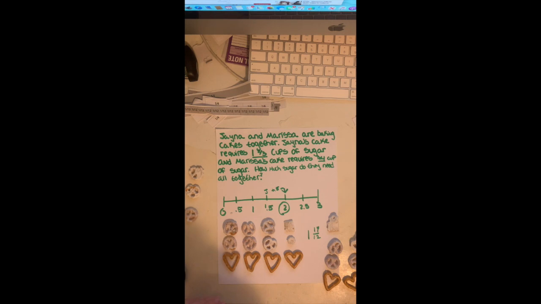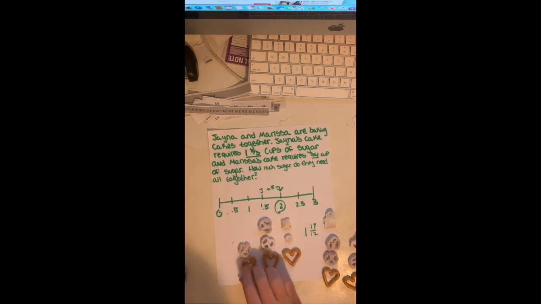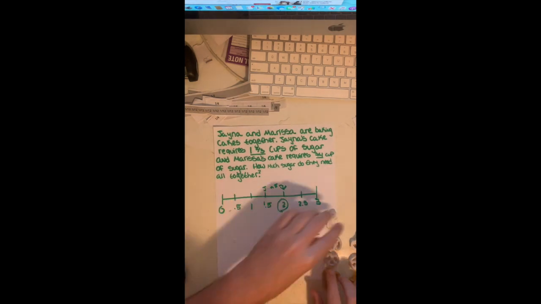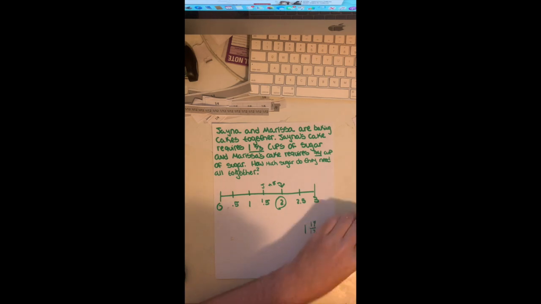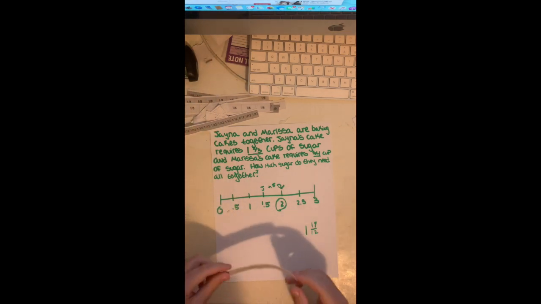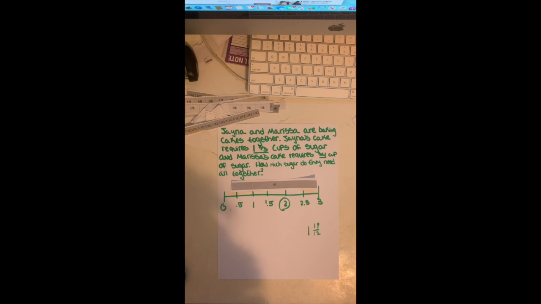Now we're going to use a different model. Let's clear our area. We are going to use fraction strips this time in order to find our answer. So clearing this away and bringing out our fraction strips. Okay, so we know we already need 1. We're going to set our 1 to the side. We'll put it up here. But now we have to work with our fractions, 2/3 and the 3/4.